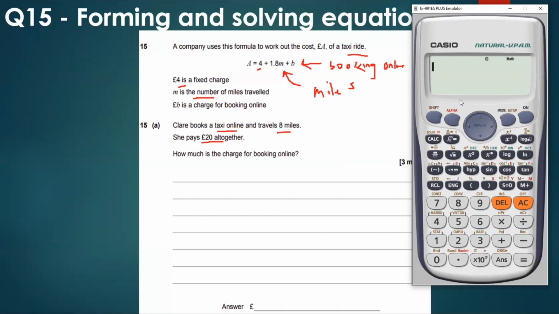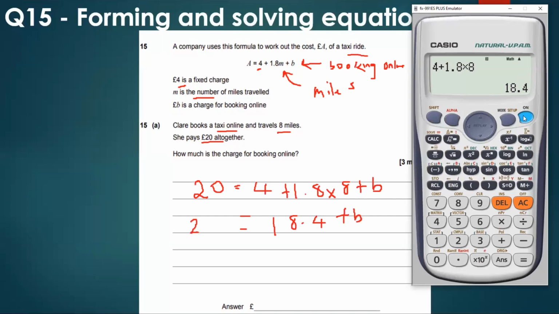Now part A says, Claire books a taxi online and travels 8 miles. She pays £20 altogether. What is the charge for online booking? Now, £20 is equal to A. So subbing that into the formula, 20 is equal to 4 plus 1.8 times 8, because she travels 8 miles, so M equals 8 at this point, plus B. So working this out, being careful, 4 plus 1.8 times 8 gives us 18.4. So 18.4 plus B equals 20.